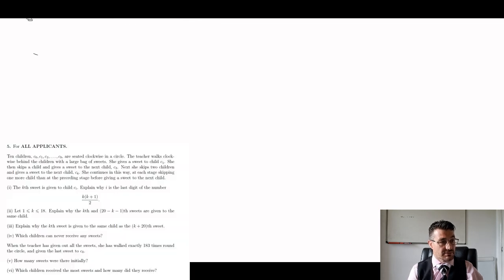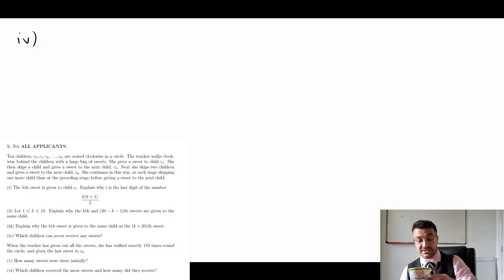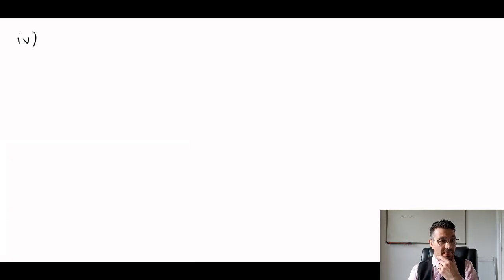Part 4. Which children can never receive any sweets? This is awful, isn't it? Imagine being in the circle and not receiving a sweet. How awful.